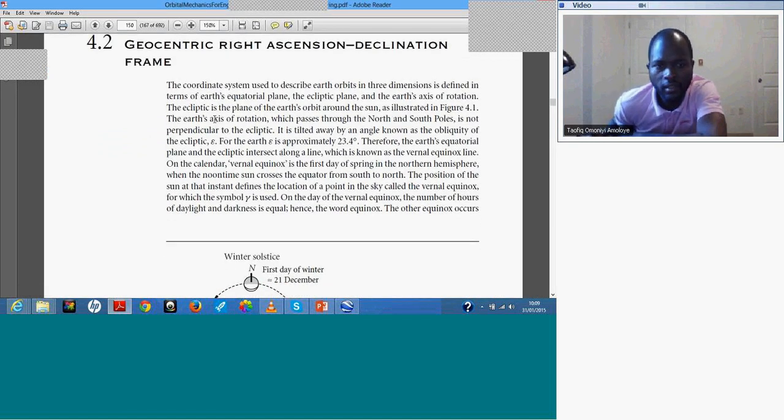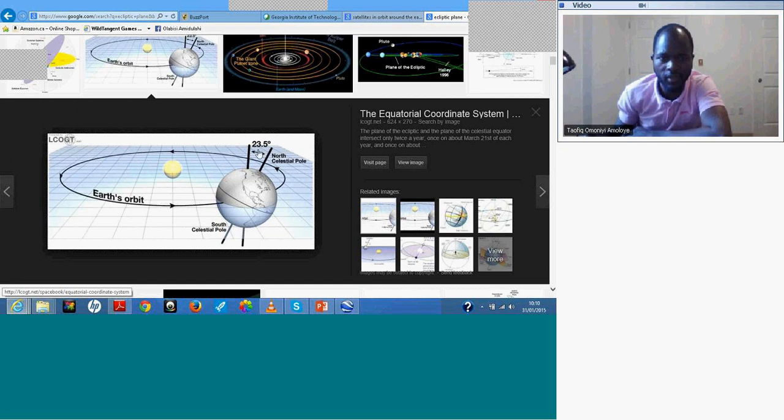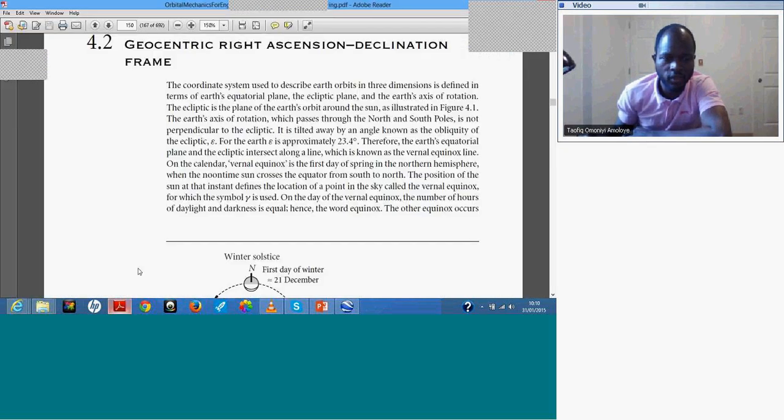So, this is the plane of the Earth's orbit around the Sun, as I just explained with those pictures. This axis of rotation, which passes through the north and south poles, is not perpendicular to the ecliptic, as I just showed. It's tilted away by an angle known as the obliquity of the ecliptic, or eta. So the 23.5 degrees or 23.4 degrees, which I showed you, is the obliquity of the ecliptic plane.